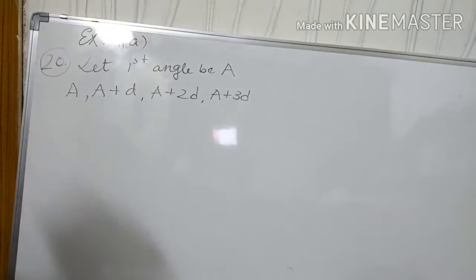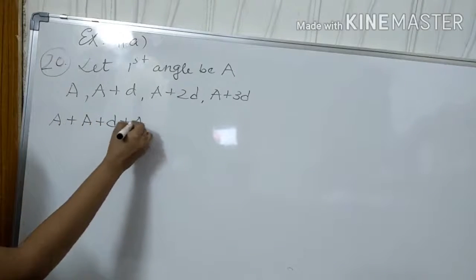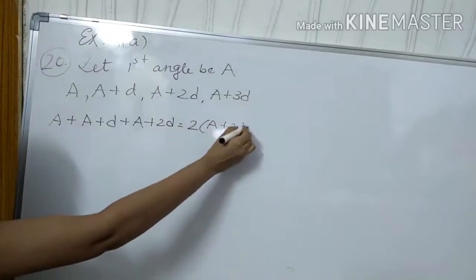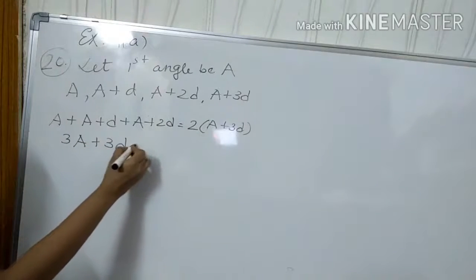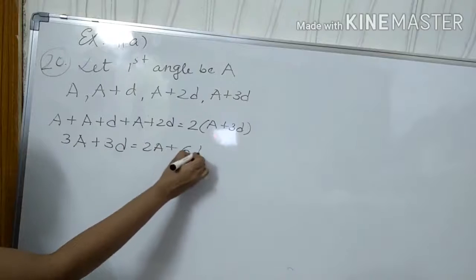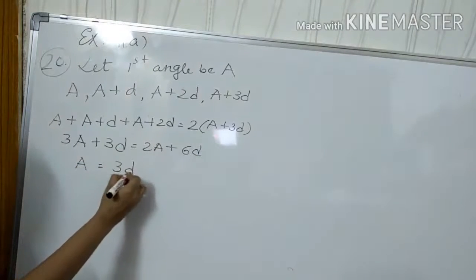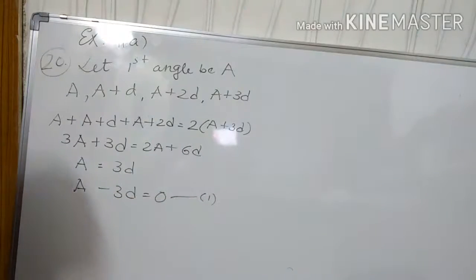Now using the relation given in the question, that the sum of the first three angles is twice the fourth. So the sum of these first three angles is equal to twice the fourth angle, this way. Now adding the like terms, 3a plus 3d is equal to 2 times (a plus 3d). So solving this we get a is equal to 3d, or you can say a minus 3d is equal to 0. This is equation number 1 we found here.